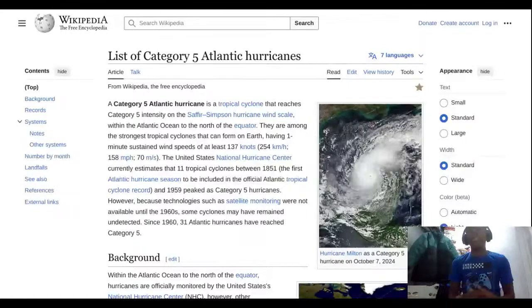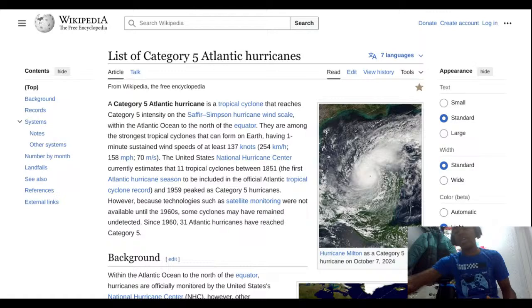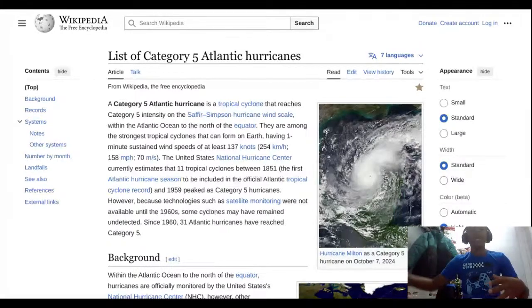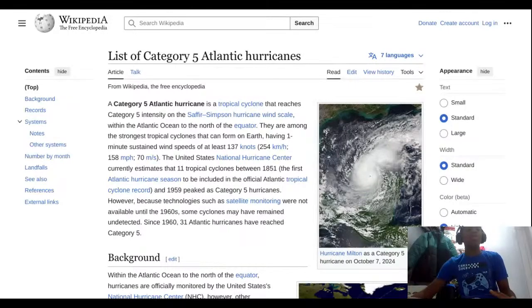The category scale was also different way back in the 1800s and 1900s, because as I heard, the first hurricane was in the 1800s and 1900s. The scale for hurricanes back then was C1, C2, C3, C4, and C5. Now we use the category scale as Category 1, Category 2, Category 3, Category 4, Category 5.